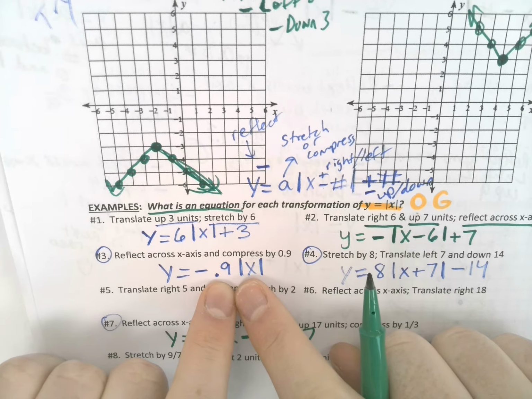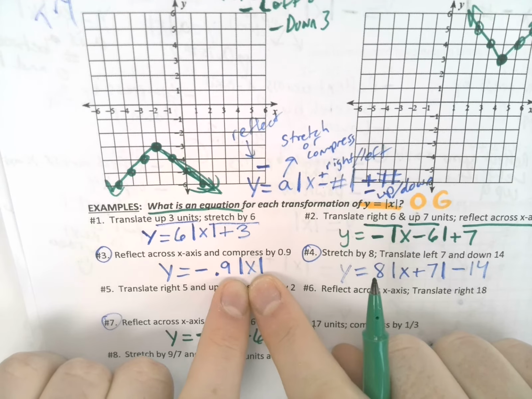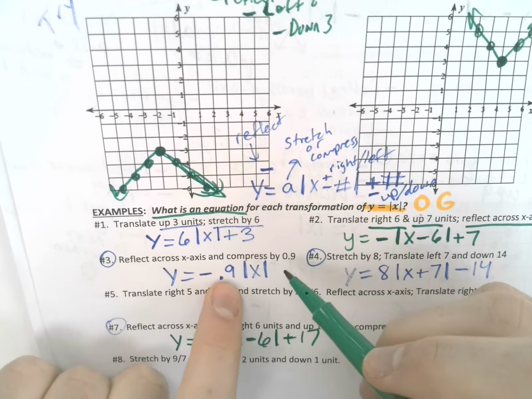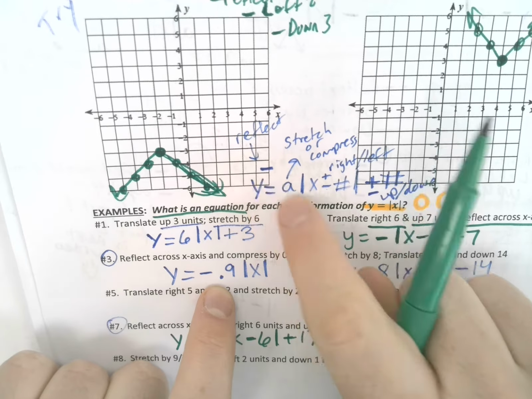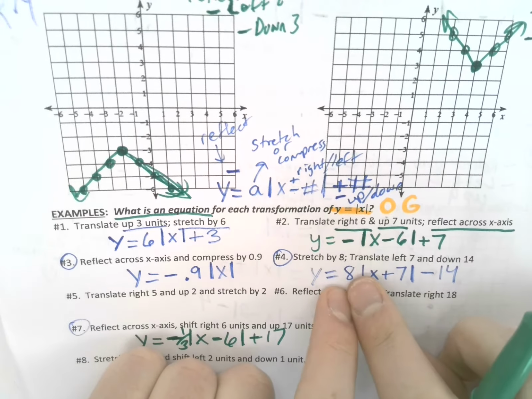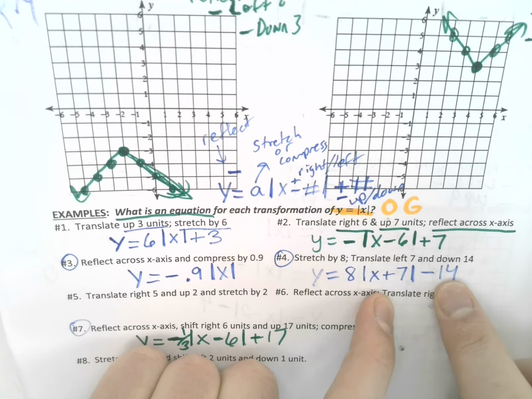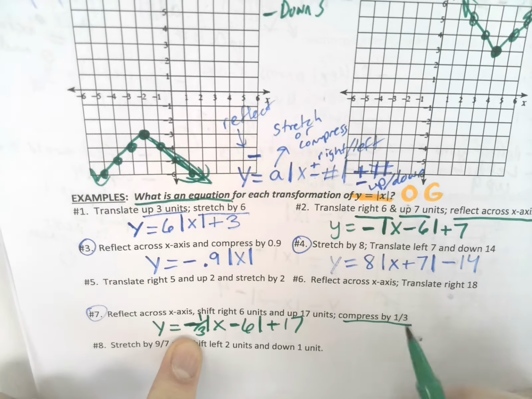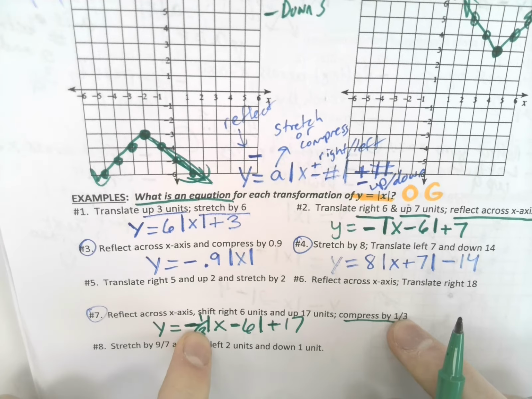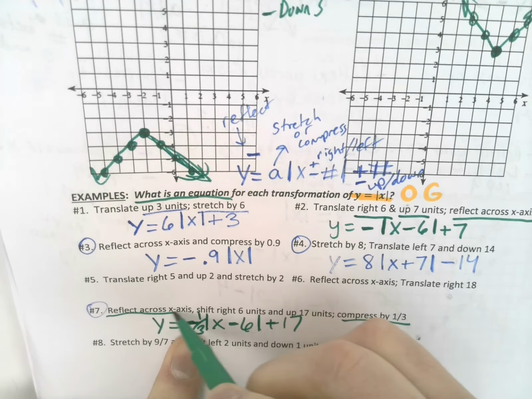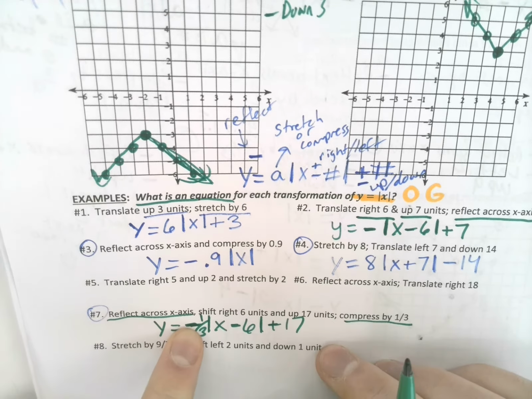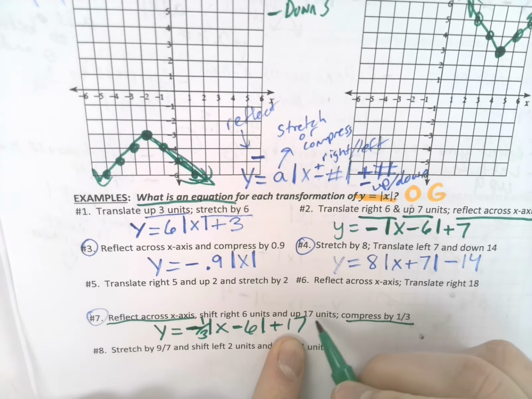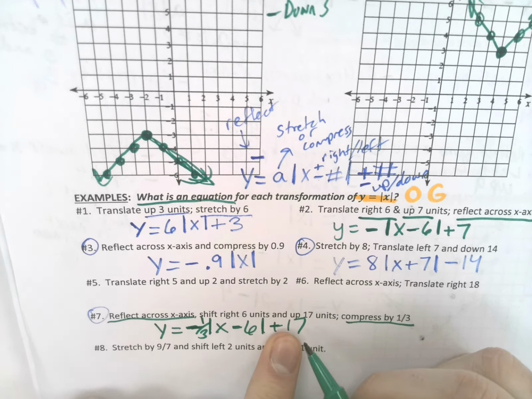So y equals negative 0.9, and then absolute value of x, because we are reflecting across the x-axis and compressing. Both those go out front. Stretch by 8. Translate left 7, down 14. And then I almost messed up on this one. I almost didn't see that compressed by 1/3 at the end. We know that goes out front. If we're reflecting across the x-axis, that negative is the very first thing out front. Then we go right 6. That's minus 6 inside. And then up 17. We add 17 at the end.